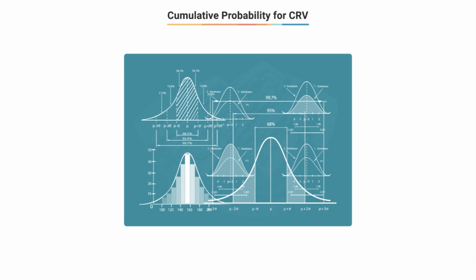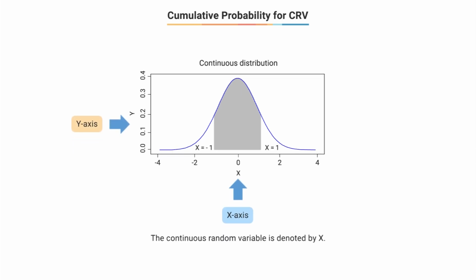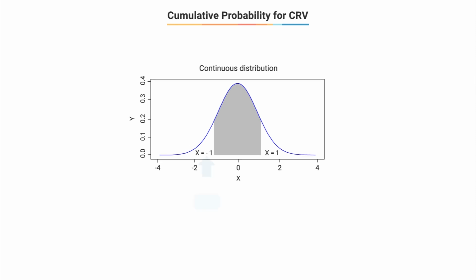So let us take an example where we have considered some probability density function. So we have x and y axis. So this is our continuous random variable, let it be defined by capital X. The x-axis goes from minus infinity to plus infinity. On this chart, we have also marked -1 and +1 for the x random variable. And if we want to calculate the probability of x between -1 and 1, that will be the area under the curve from -1 to +1.